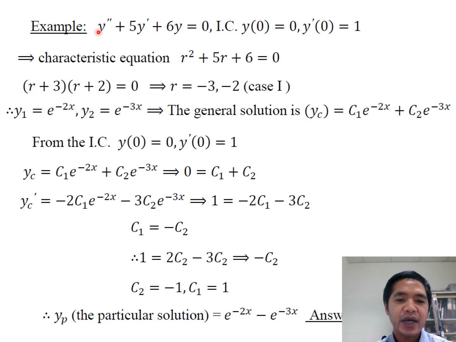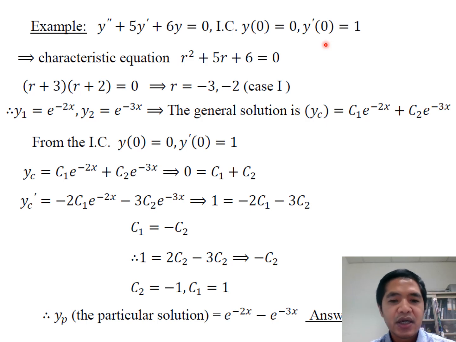We have y double prime plus 5y prime plus 6y equal to 0, and this is a homogeneous equation because g(x) here is equal to 0. We also have initial conditions, or IC: when x equal to 0, y equal to 0, and when x equal to 0, y prime equal to 1. That means we have to solve to get c1 and c2, the constants.